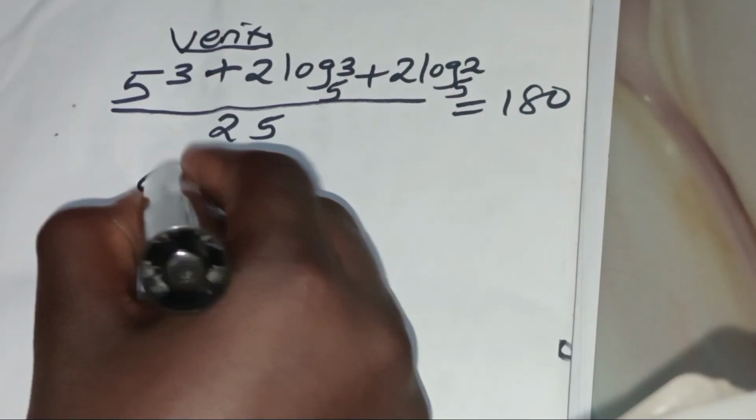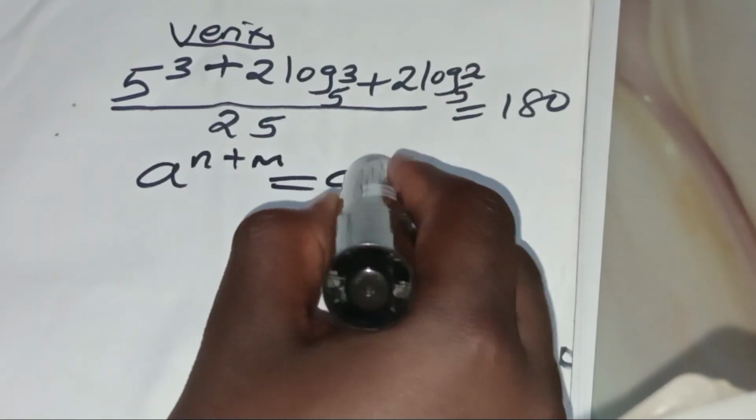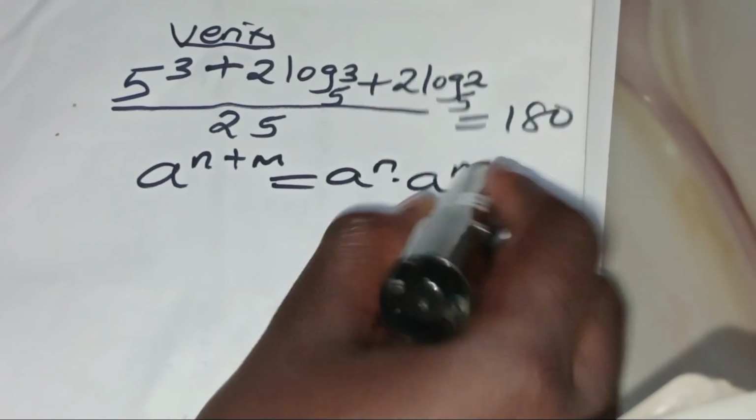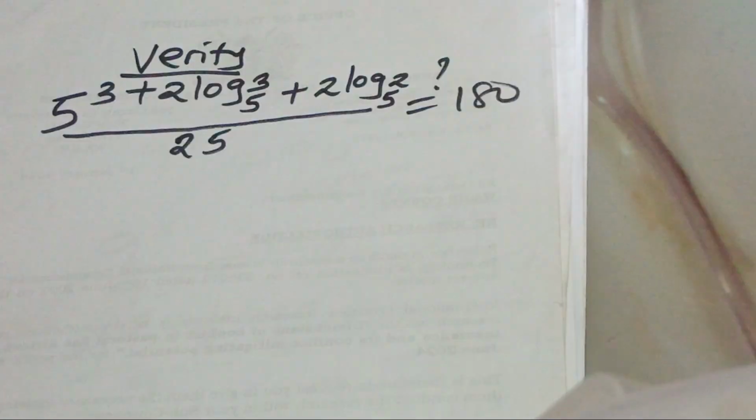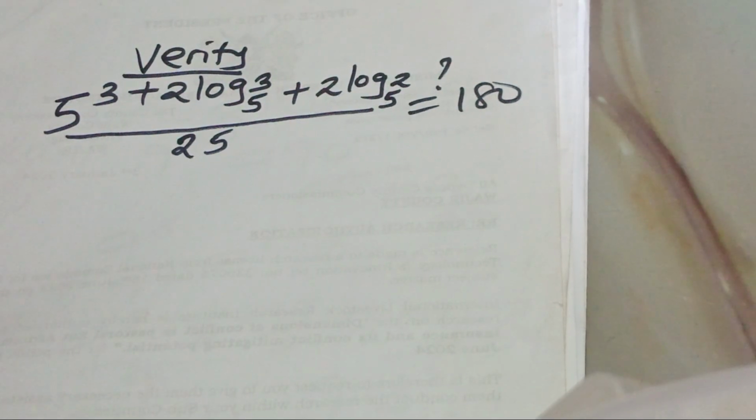This is in the form of a to the power n plus m, which we can express as a to the power n multiplied by a to the power m. Now we have 5 to the power 3 plus 2 log 3 to base 5 plus 2 log 2 to base 5 divided by 25. This should give us a value of 180. So let's verify if this is true.